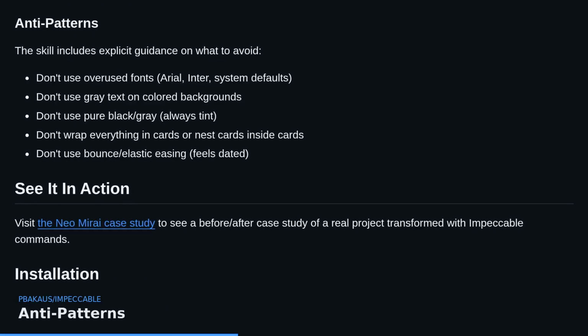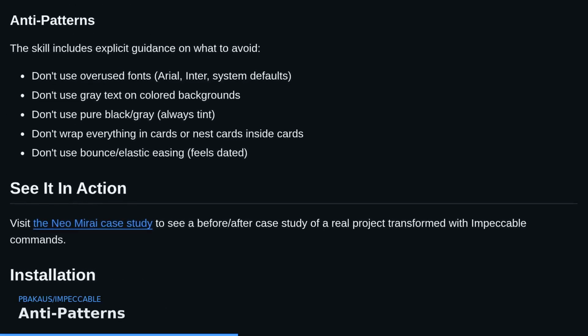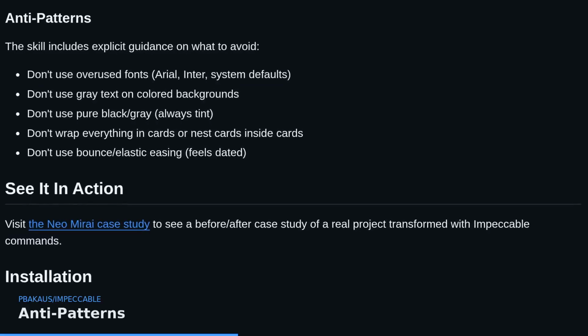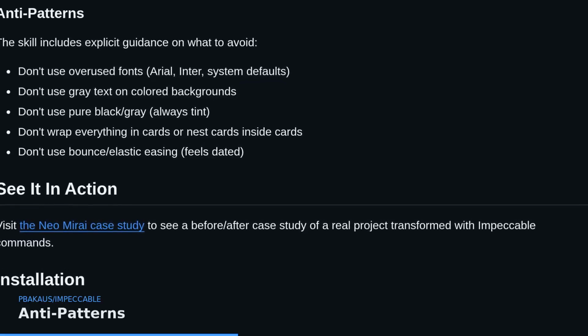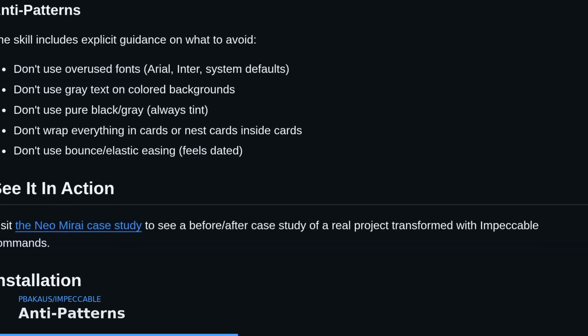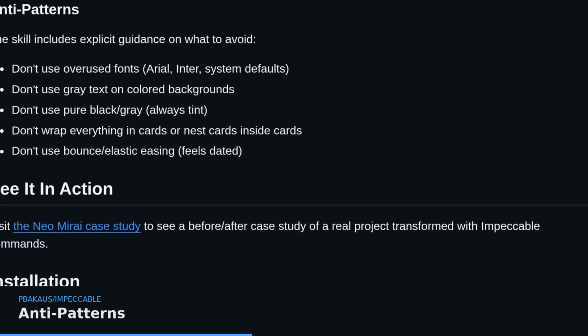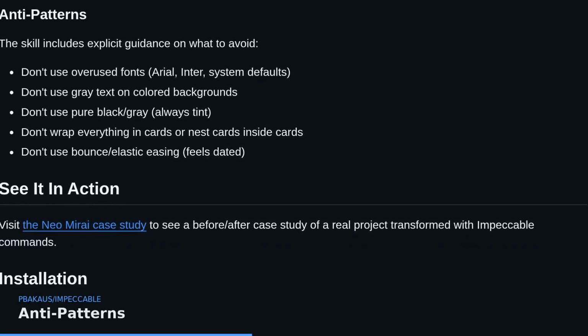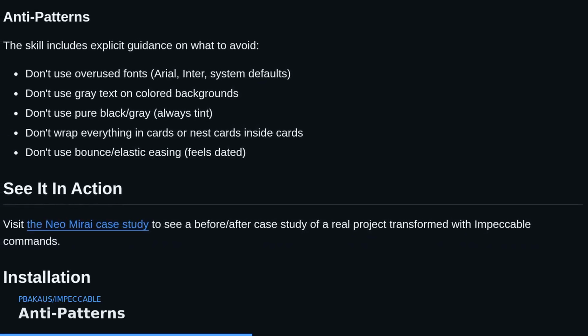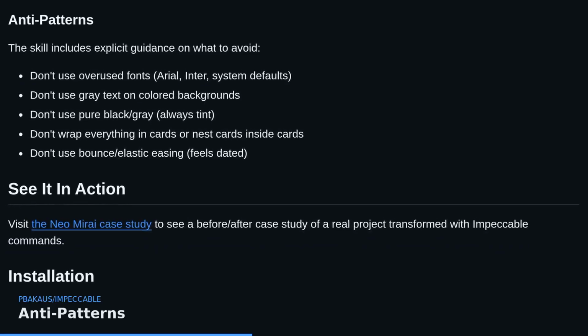What kind of design rules are included in this repository? Impeccable includes specific anti-patterns that AI models should avoid, such as not using overused fonts like Arial or Inter, avoiding gray text on colored backgrounds, and not wrapping everything in cards or nesting cards inside cards. These rules help ensure that the designs are more unique and visually appealing.